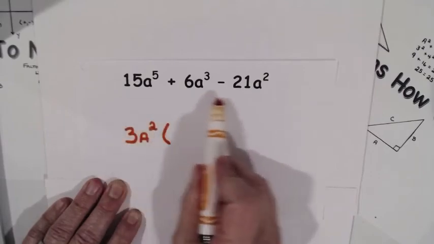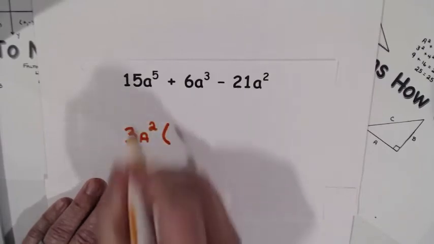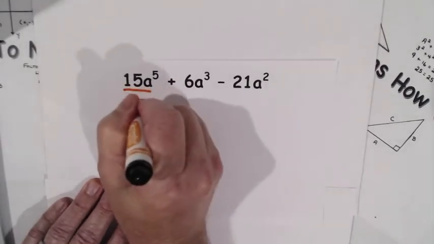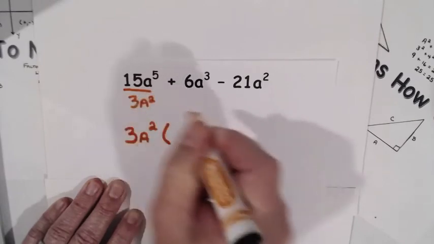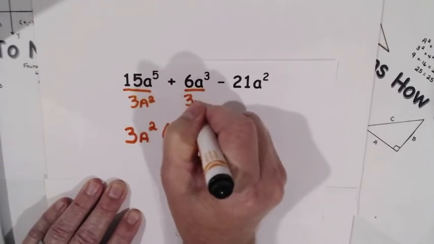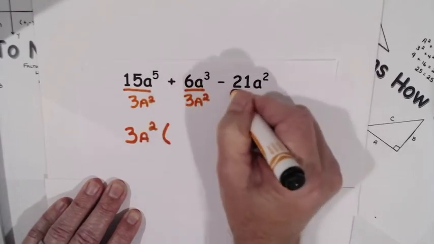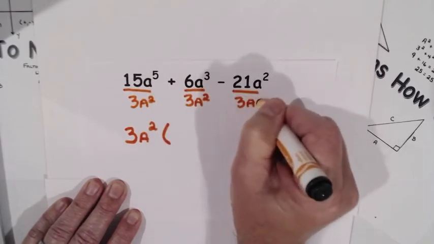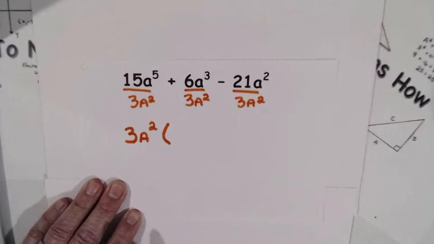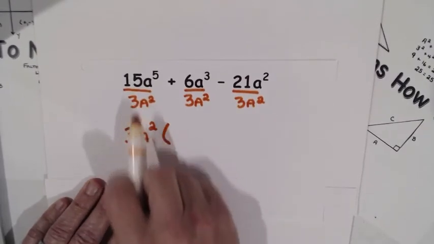I divide each one of these terms by that greatest common factor. I take this one, divide it by 3a squared. I take this term, divide it by 3a squared. And I take this term and divide it by 3a squared. That's how I get what goes inside the parentheses. So let's divide this one first.